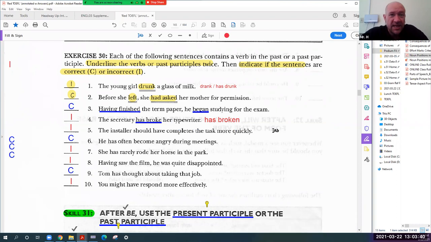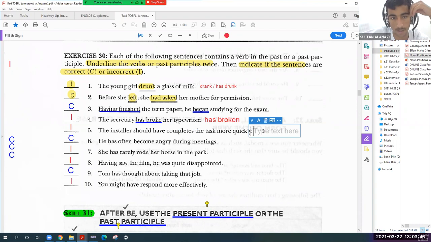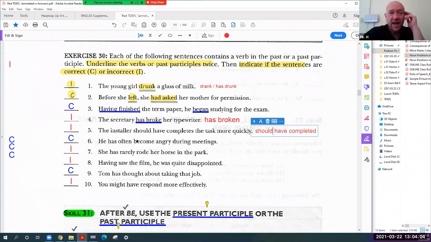All right. Sultan Al-Anazi. What about number six? It's correct. Has become. It's correct. So number six, has become. It is correct. Yeah. We have the auxiliary, and then we have verb three. Exactly. You got it.